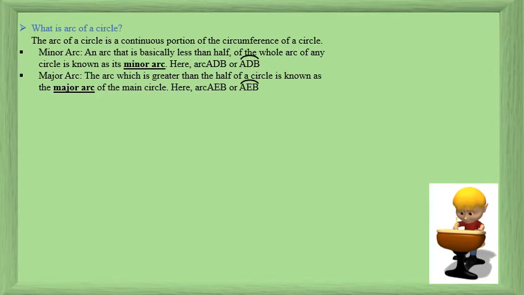Now let's learn something new. What is an arc? With the help of this example, see, the arc of a circle is a continuous portion of the circumference of a circle. This BDA is one continuous portion of the circle. So this means this is the arc.